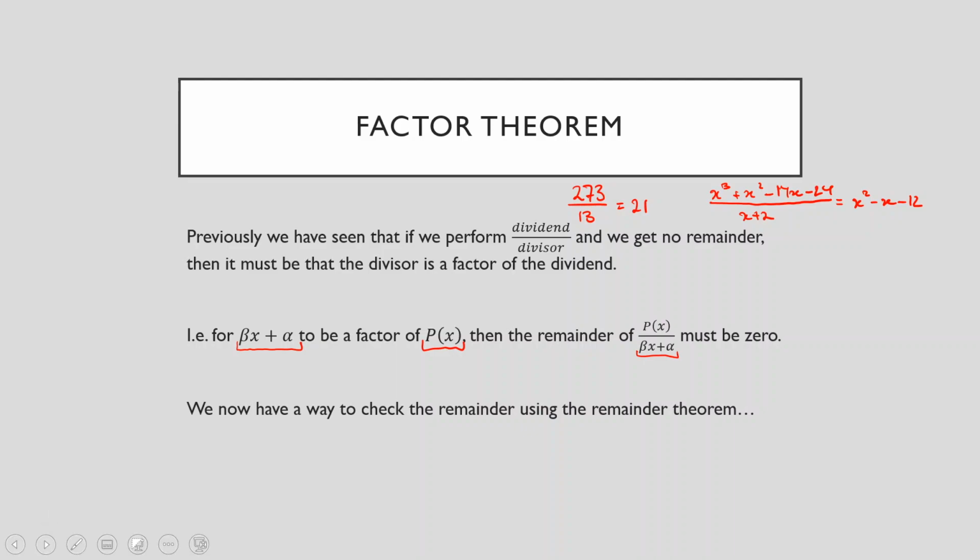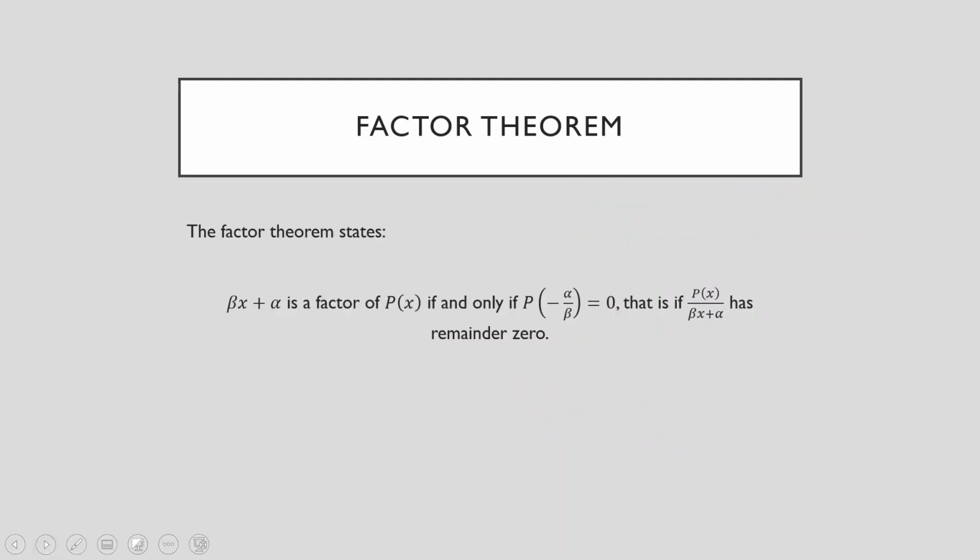Okay, let's state this factor theorem explicitly. So, factor theorem states that beta x plus alpha is a factor of p of x if and only if p of negative alpha over beta equals 0. That is, if p of x divided by beta x plus alpha has a remainder of 0. So this part here is talking about using the remainder theorem. Okay, substituting this negative alpha over beta, which comes from your linear polynomial that you're dividing by.